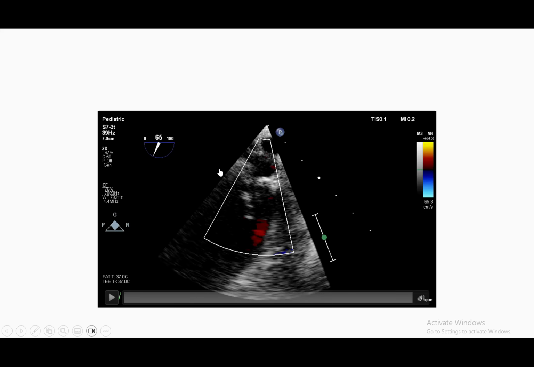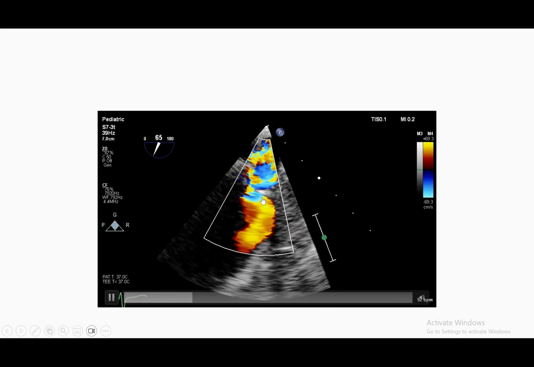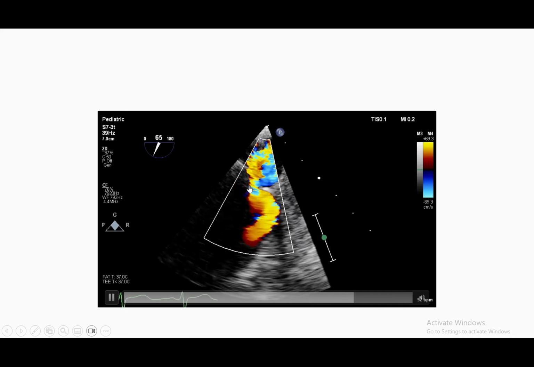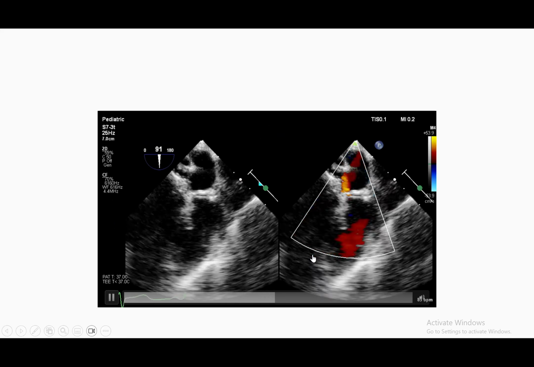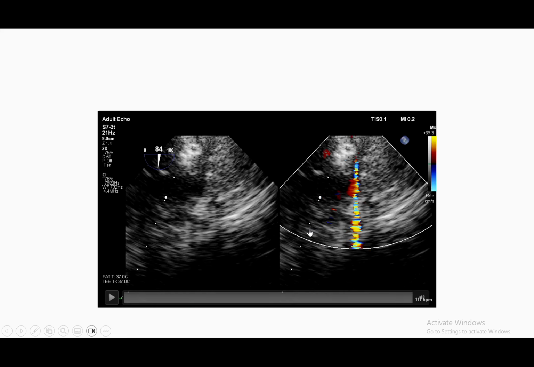This is a supravalvular stenosis. There is a ridge here, or narrowing just above the valve. This is also a supravalvular stenosis.